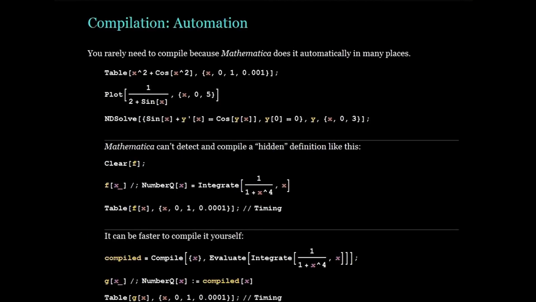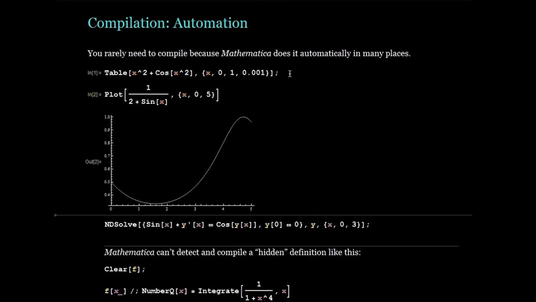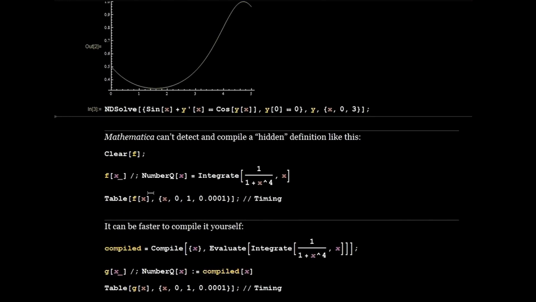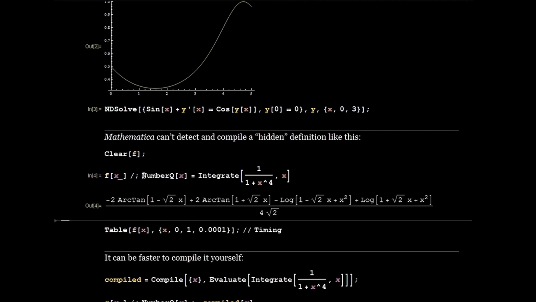In practice, you rarely need to invoke the compiler yourself because Mathematica does it automatically in many places. In all three of these examples, Mathematica compiles the function that appears in the first argument. It can pay to be aware of situations where you can inadvertently prevent Mathematica from performing this automatic compilation. Automatic compilation relies on Mathematica being able to symbolically evaluate your function or expression. If you define a function that only evaluates for specific numerical values, such as this one, then Mathematica can't apply automatic compilation.